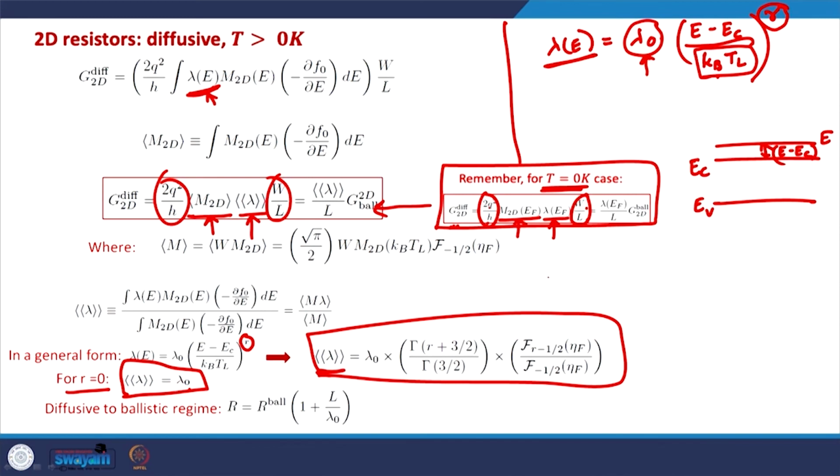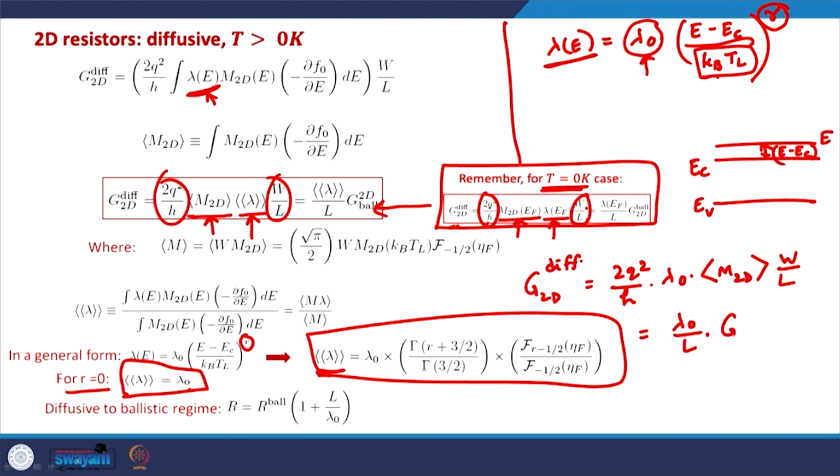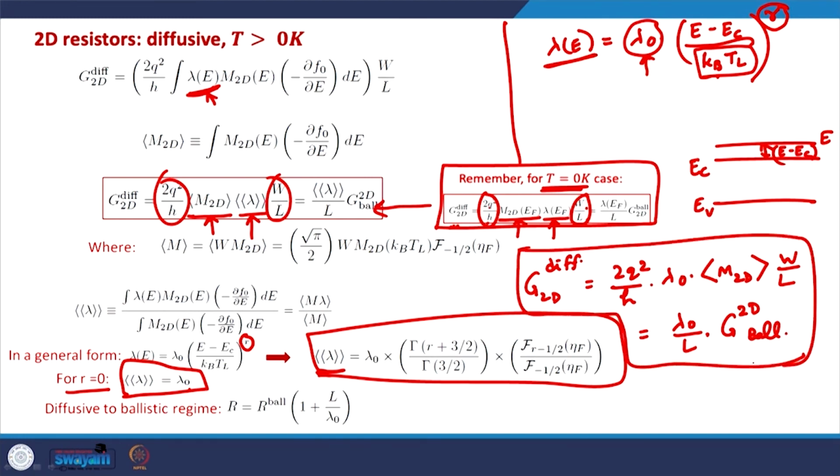In that case we can write the diffusive conductance as 2q square by h, lambda naught, the average of M2D in the Fermi window, times W by L, or lambda naught by L times G2D in the ballistic case. And in the ballistic case we have already done the calculation, so this becomes quite straightforward.